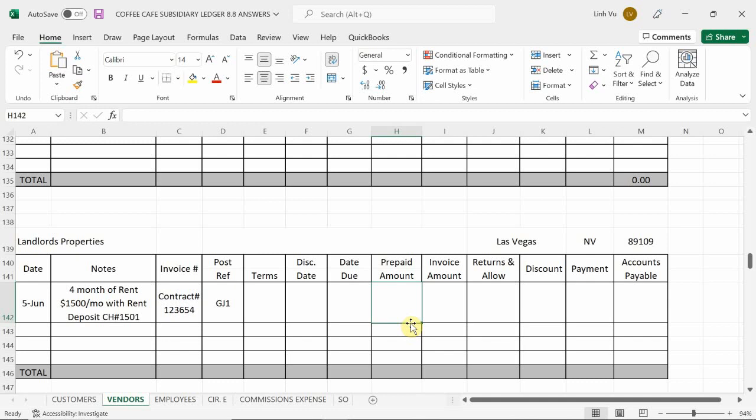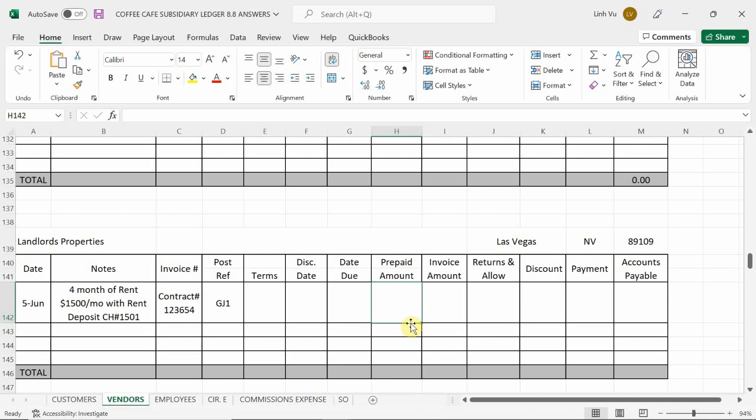Yes. Let's ask that question again. Have I met this landlord before? No. A prepaid amount is usually when you haven't met the landlord and they're requiring a down payment in order for them to go ahead and process the service for you.